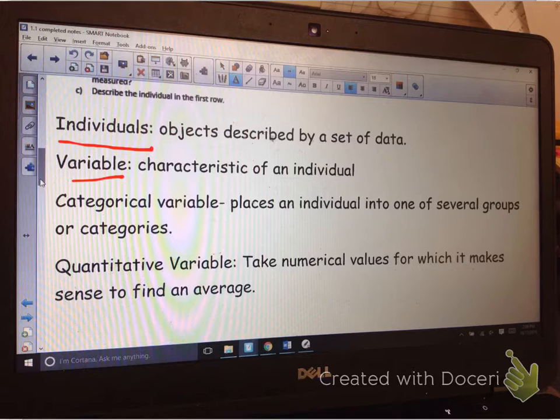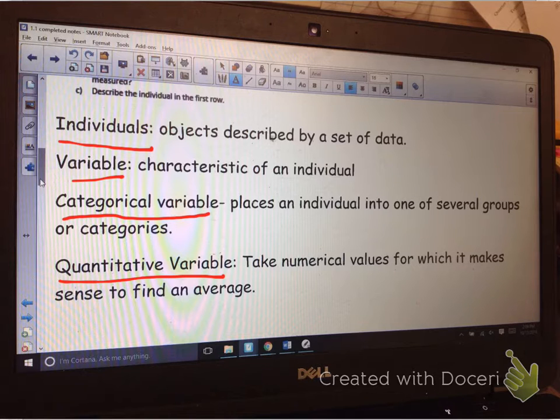A categorical variable places an individual into one of several groups or categories. If you know what a categorical variable is, you also have to know what a quantitative variable is. It takes numerical values for which it makes sense to find an average. Hopefully you'll pause at this moment and write all these down. Once you're done writing it down, I want to talk just a little bit more about it. So pause, write it down.